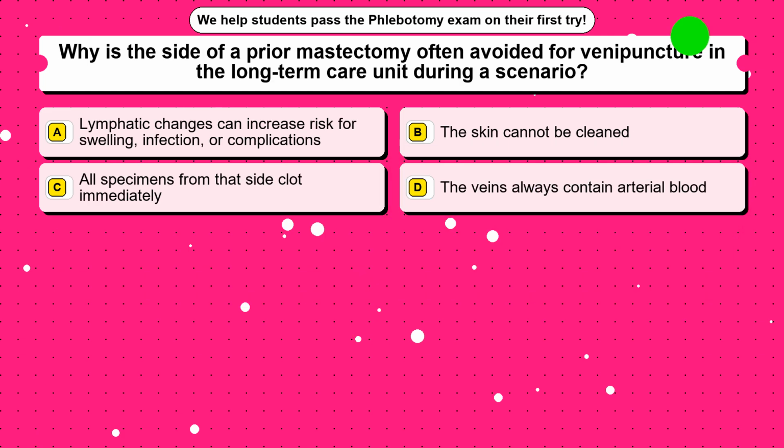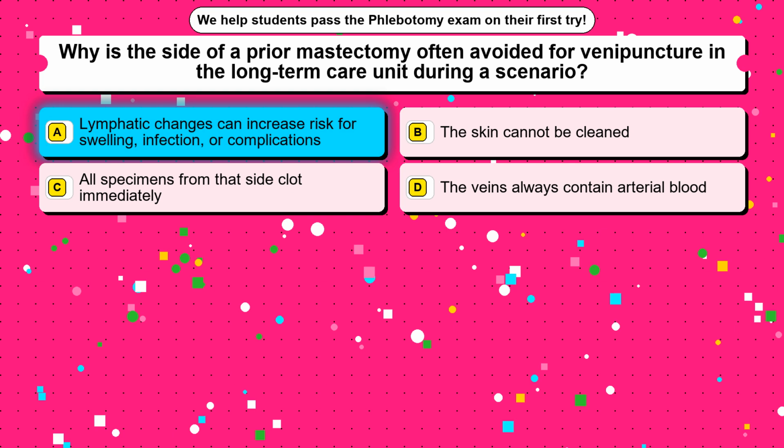Question 5. Why is the site of a prior mastectomy often avoided for venipuncture in the long-term care unit during a scenario? Option A. Lymphatic changes can increase risk for swelling, infection, or complications. Option B. The skin cannot be cleaned. Option C. All specimens from that side clot immediately. Option D. The veins always contain arterial blood.